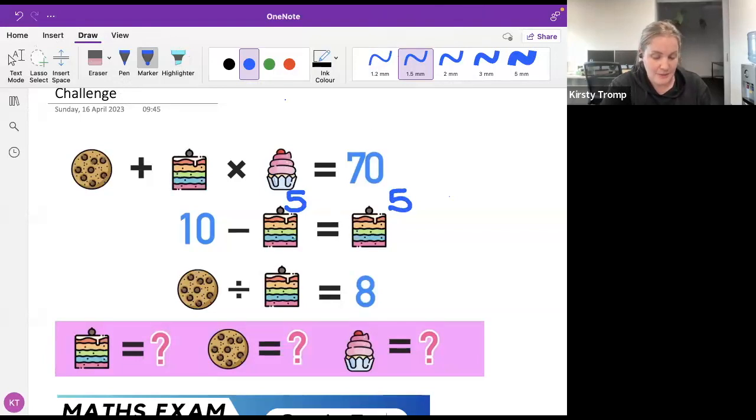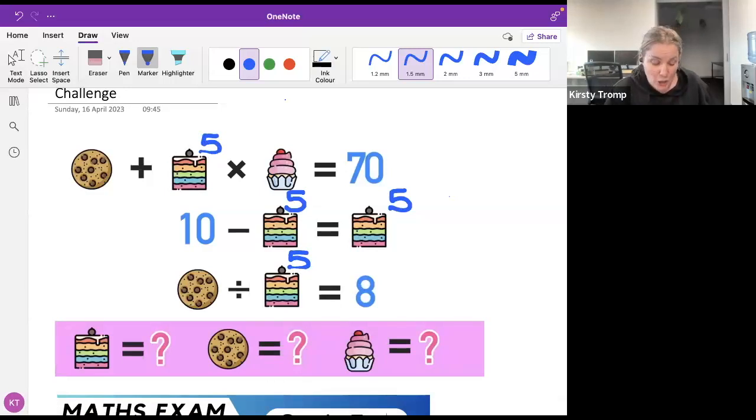Okay, I am unfortunately not able to see your chatter at the moment. So I know that it might be a bit challenging, but let's have a look and carry on going. All right, so far I've got that the cake is equal to 5. So now I can go fill in all my cakes.